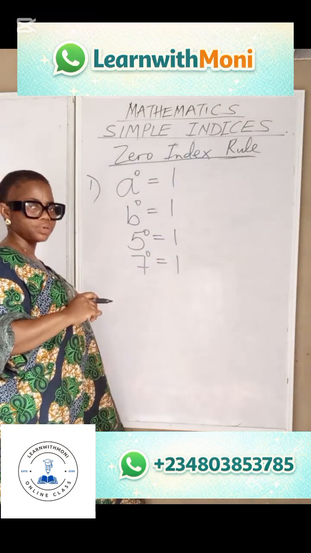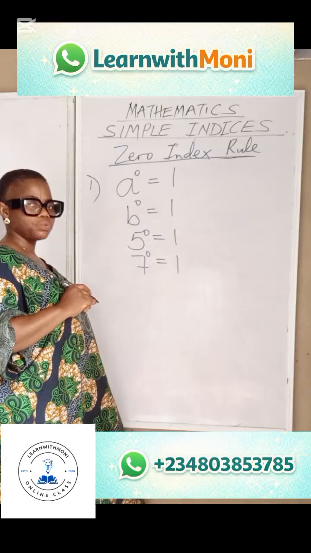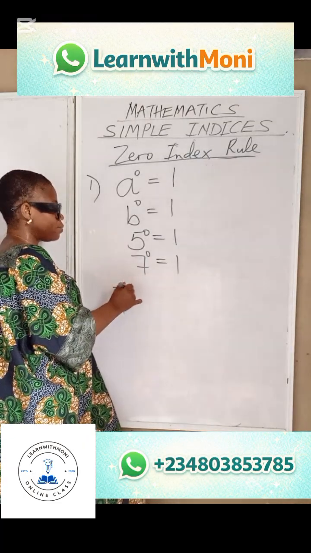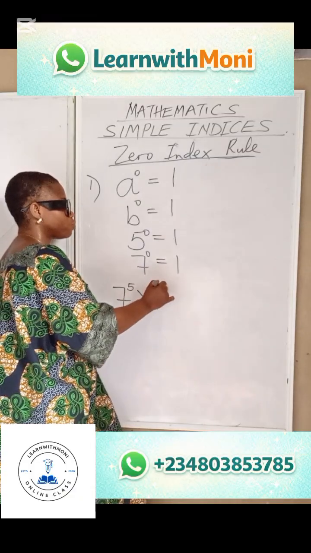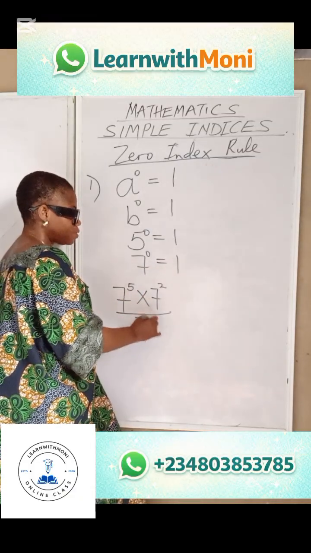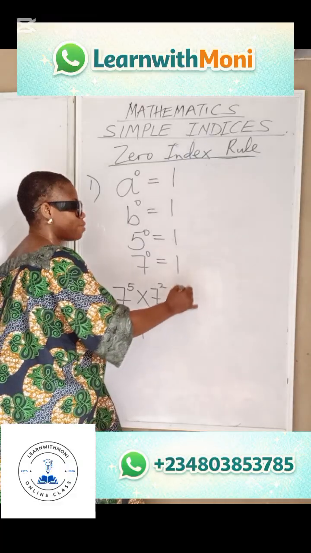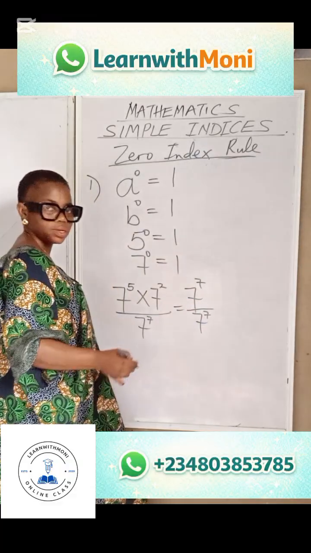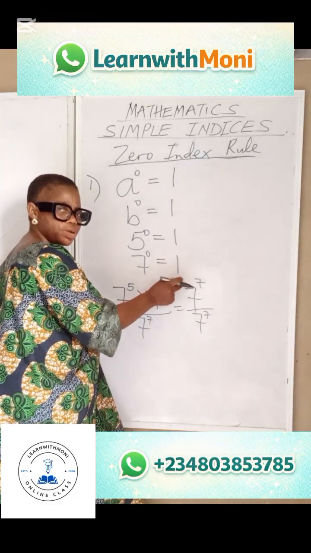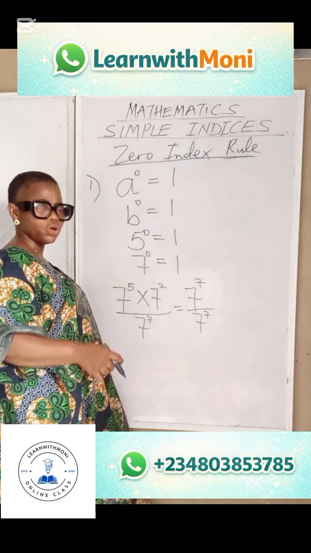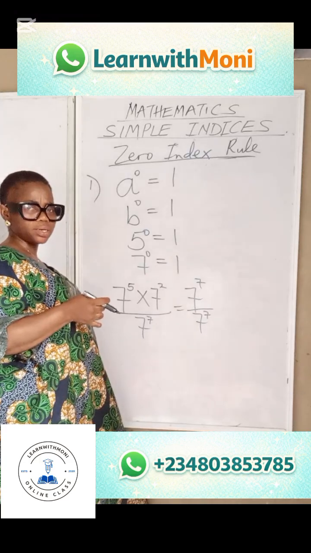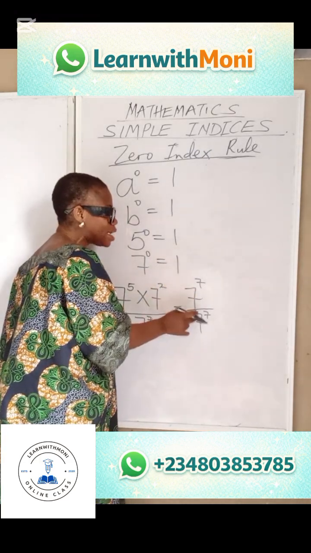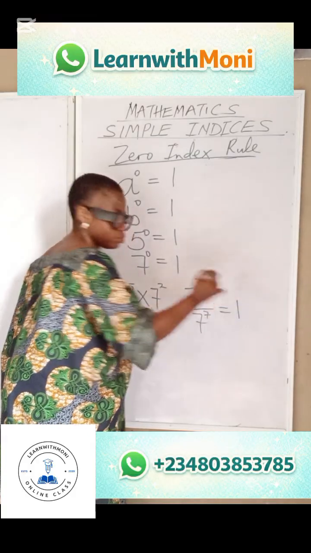Anything raised power 0. Look at the example we saw the other time, where I have 7 raised power 5 multiplying 7 raised power 2 divided by 7 raised power 7. That gave us 7 raised power 7 divided by 7 raised power 7. Since what I have at the numerator is the same thing I have at the denominator, we know that 2 divided by 2 is 1. 5 divided by 5 is 1. The same way, 7 raised power 7 divided by 7 raised power 7 is 1.